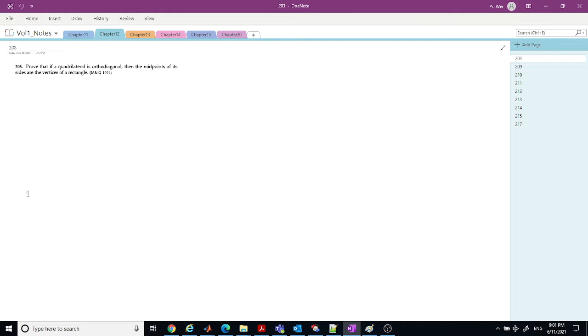Okay, hi everyone. Let's work together to solve some selected problems from chapter 12, which is quadrilaterals. The first question is 203. Prove that if a quadrilateral is orthodiagonal, then the midpoints of its sides are the vertices of a rectangle.